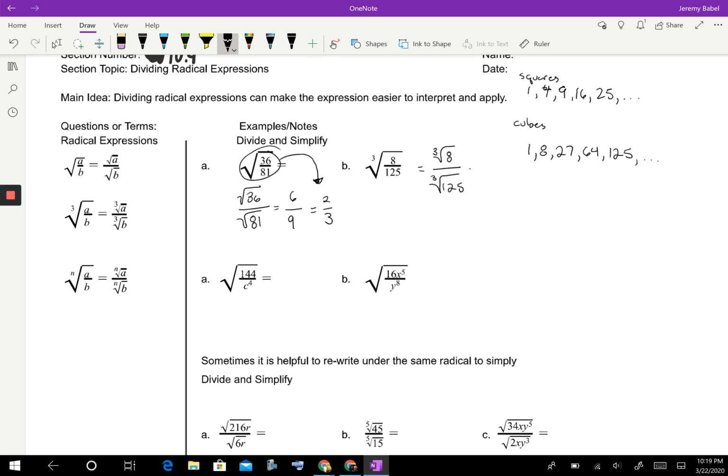All right, so the cube root of 8 is 2, and the cube root of 125 is 5. So this complicated cube root simplifies nicely to 2 over 5.